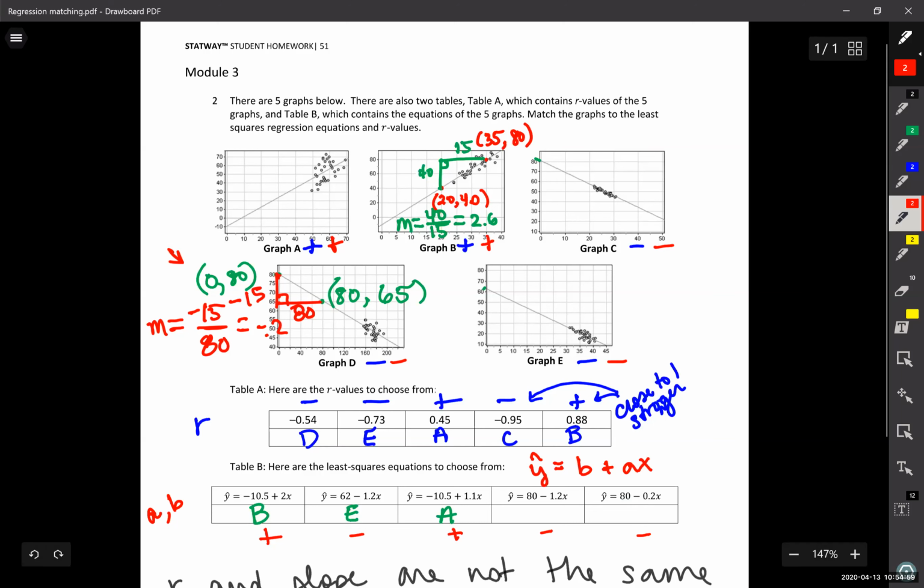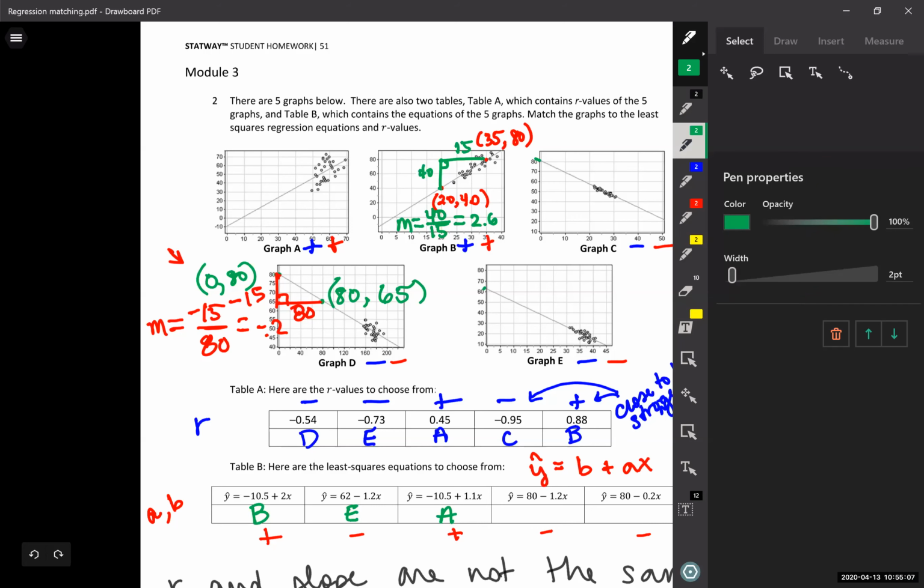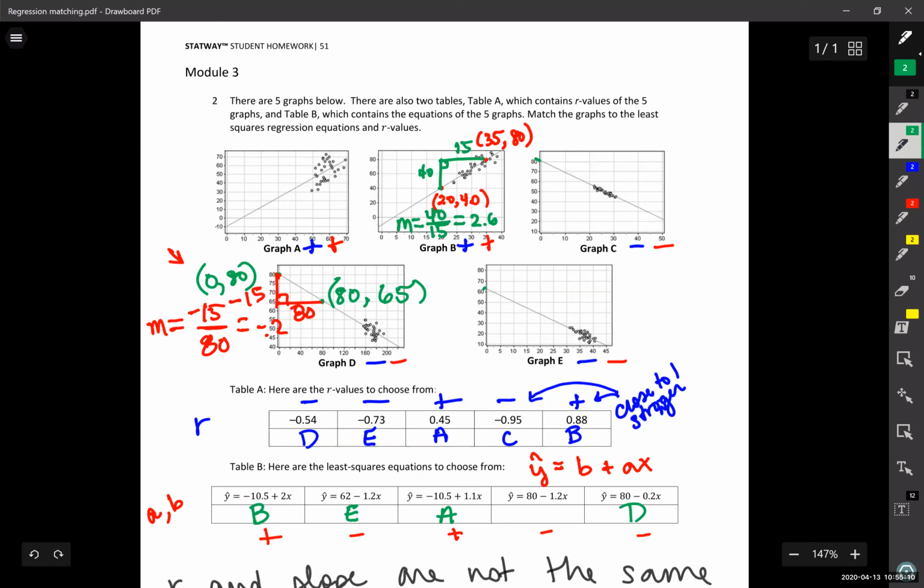oopsies, give me my green. Graph D, what is going on? I clicked on green twice now. Boop. Click, click. Okay, super green. Why does it matter? I don't know, because I have nothing else to worry about in my life than how pretty my paper is.